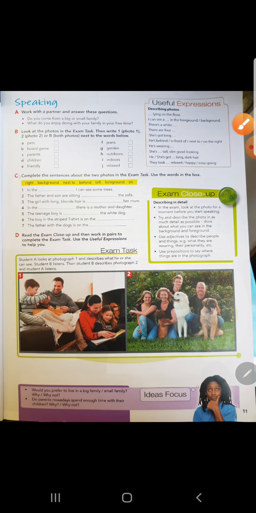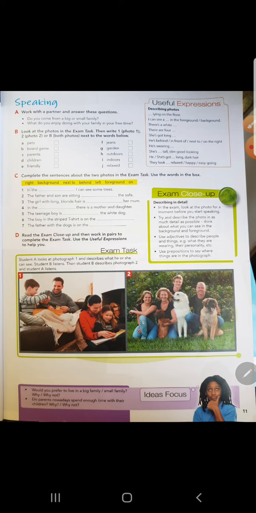Okay, now let's move to exercise C. Complete the sentences about the 2 photos in the exam task. Use the words in the box. This is the box, the yellow box. Right, background, next to, behind, left, foreground, on. Here, what do we mean by background and foreground? Background, the part of a picture that forms a setting for the main objects. And foreground, the view that is nearest to the observer.